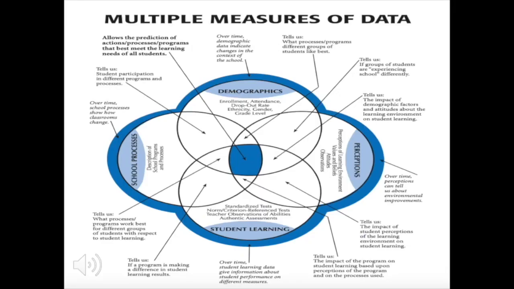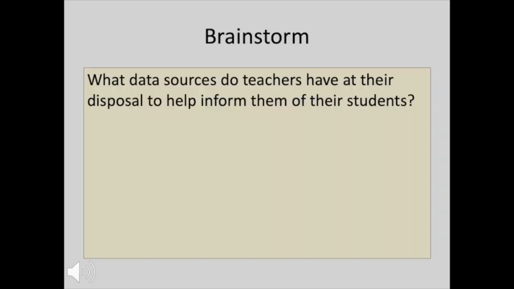This chart demonstrates the effects of certain data in schools. Demographic data can show changes over time to the context and culture of the school. Perception data can examine attitudes over time about environmental improvement. Student learning provides data on student performance on different measures. And school processes examines the performance of programs over time.